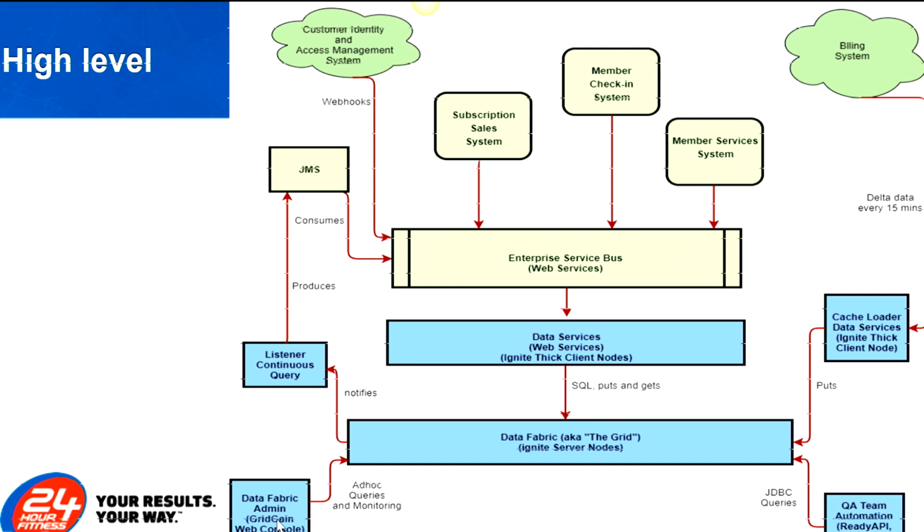And then off to the bottom left, we have what we call Data Fabric Admin, but that's our term. GridGain calls it their web console. And so we have that in all of our environments, and that's where BAs or product owners and anybody trying to support the system, and in development, developers, are writing their queries and testing them and running ad hoc queries against the grid. So that's 4 different ways that things are interacting with the grid to build our transactional platform.